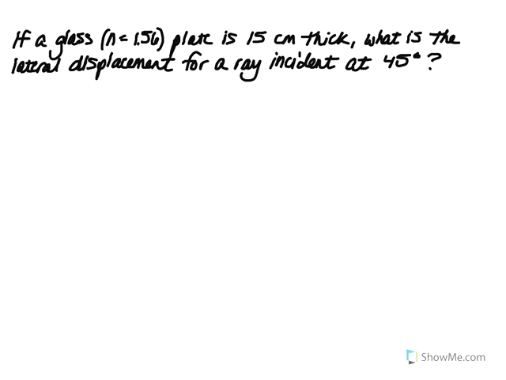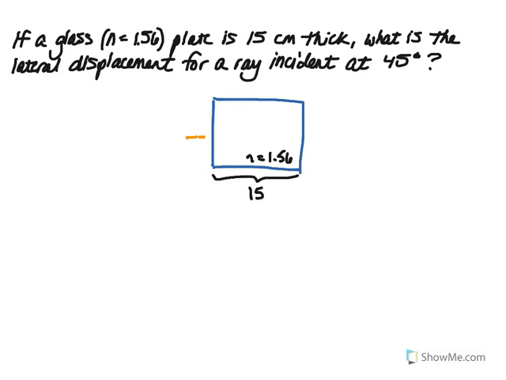If a glass plate with index of 1.56 is 15 centimeters thick, what is the lateral displacement for a ray incident at 45 degrees? So we're told that this thickness is 15 centimeters, the distance between the incident interface and the emergent interface. And the index of refraction is 1.56. And if we were to draw in a normal, we know that the incident angle is 45 degrees.